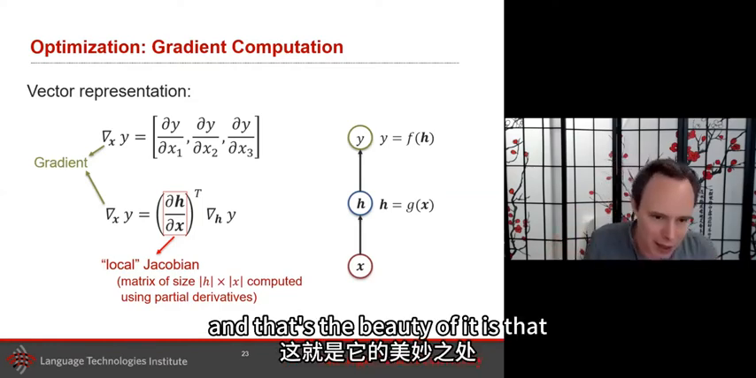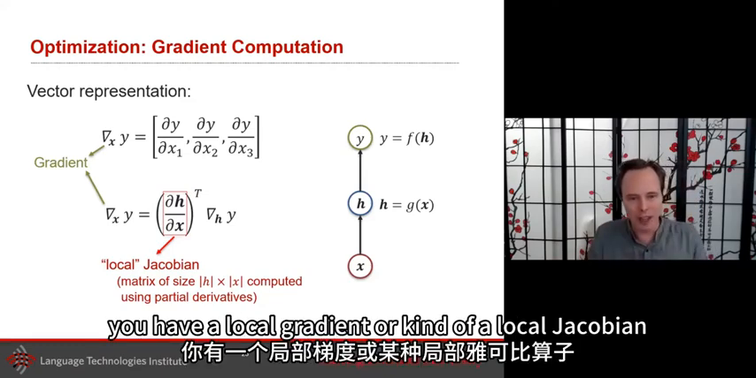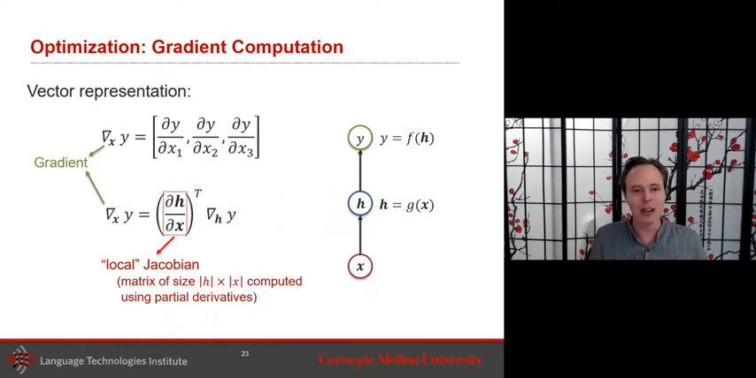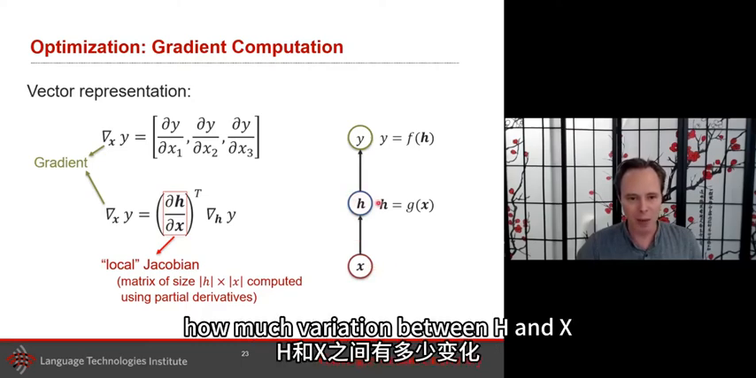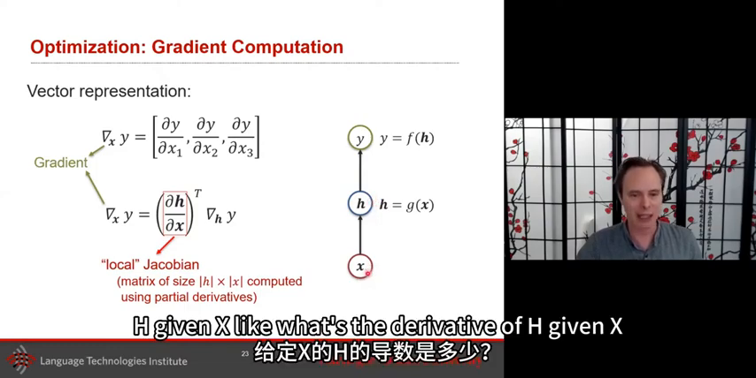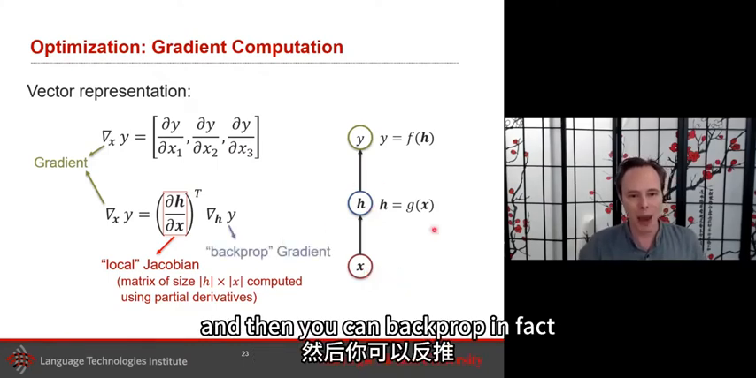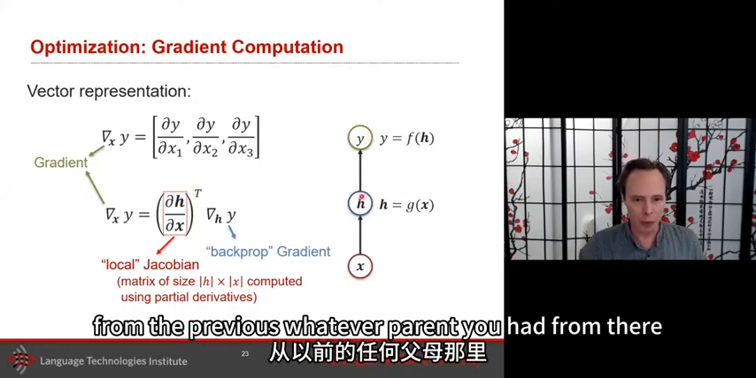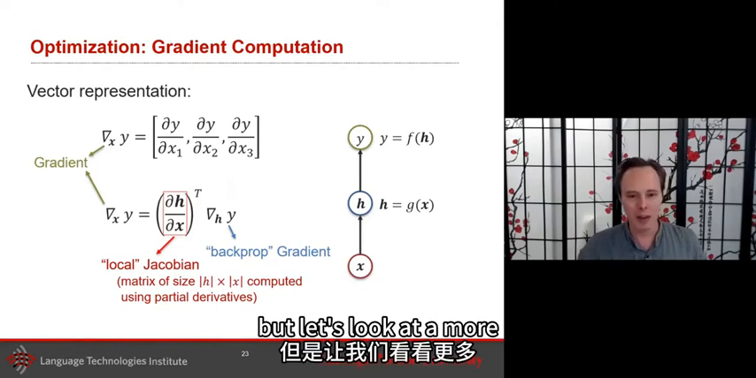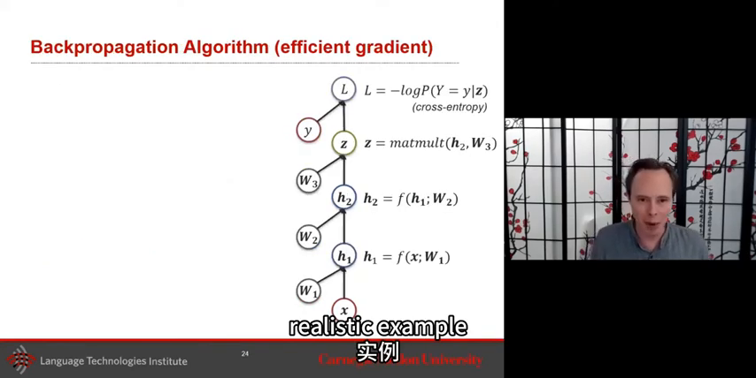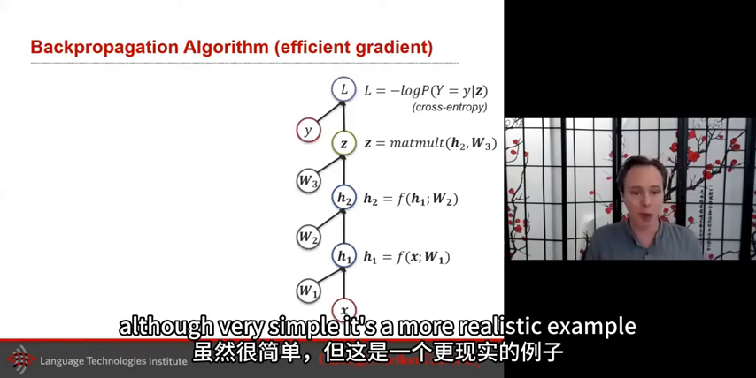And that's the beauty of it: you have a local gradient, or kind of a local Jacobian, that tells you how much variation there is between h and x, like what's the derivative of h given x. And then you can backprop from whatever parent you had. Here it is very simple. This gives you all of the gradient. But let's look at a more realistic example. Although very simple, it's a more realistic example.